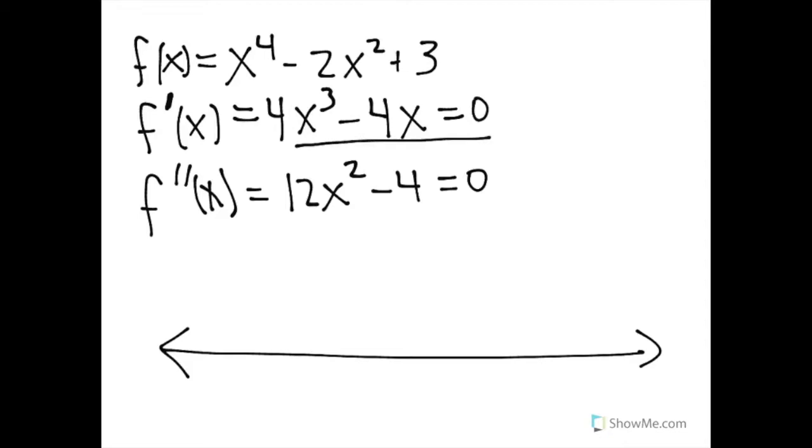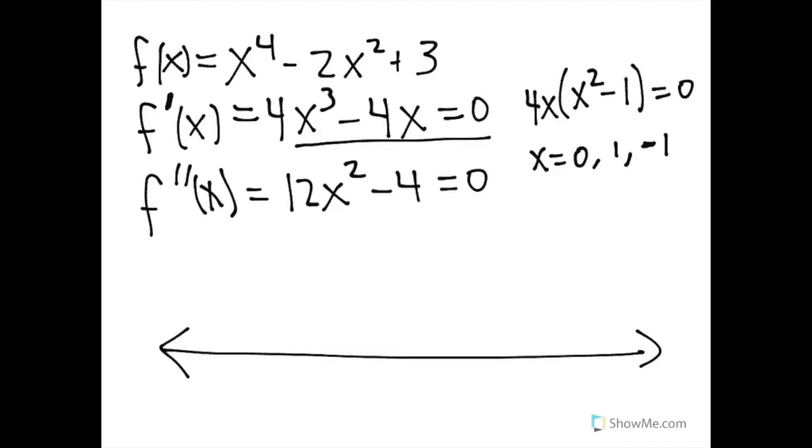So in the first one up here, you can factor out a 4x. If you factor out a 4x, you get something like x squared minus 1. And so that should give you values like x equals 0, x equals positive 1, and x equals negative 1.